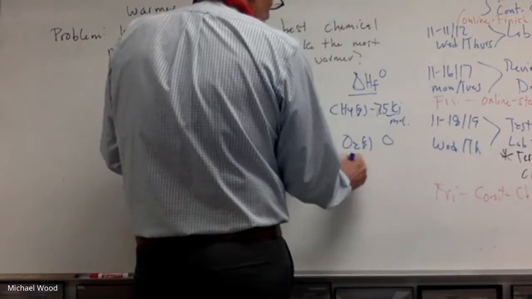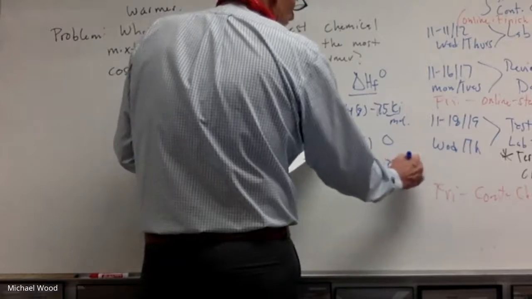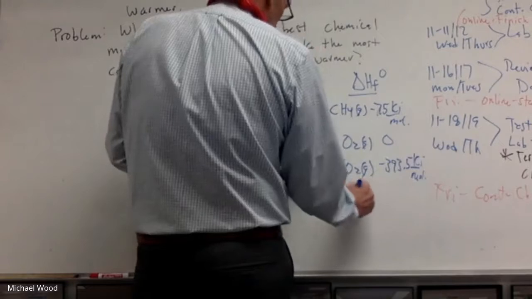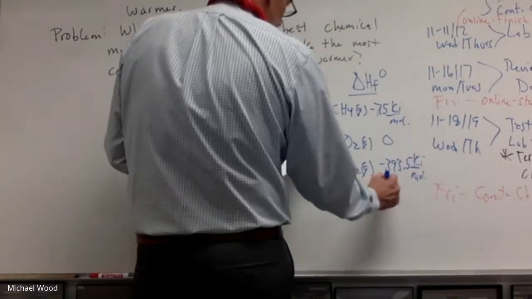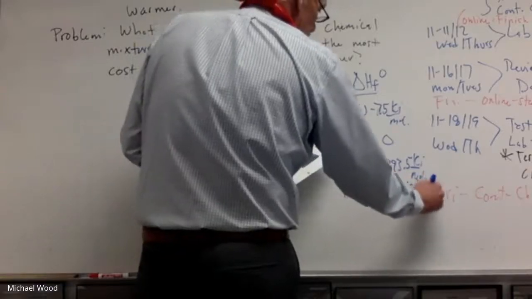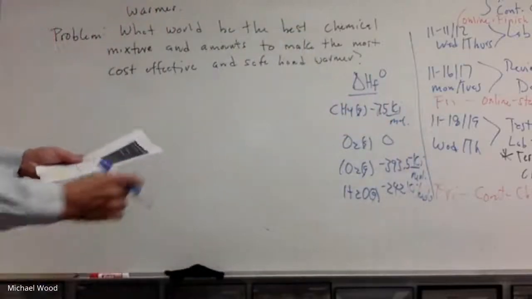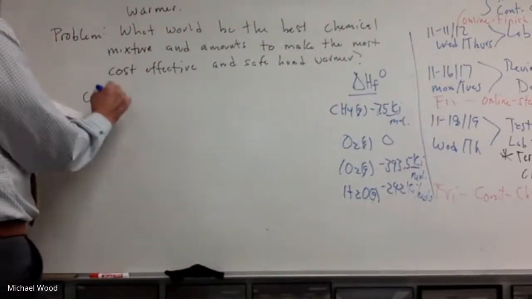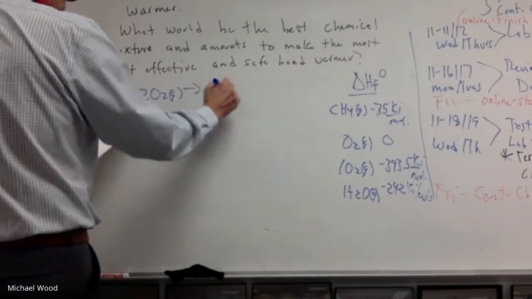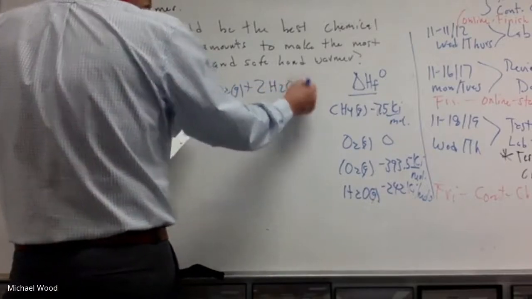And then the CO2 is negative 393.5 kilojoules per mole. And then the H2O gas is negative 242 kilojoules per mole. So this you could either look up on a table or you would be given that. So here was our reaction. I have CH4 gas plus 2O2 gas, giving CO2 gas plus 2H2O gas.